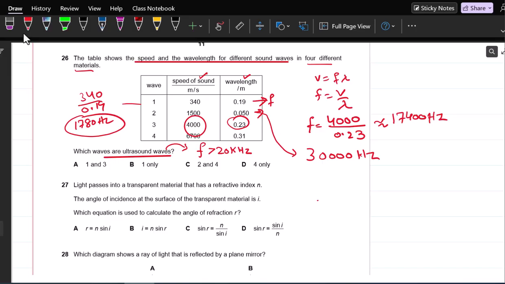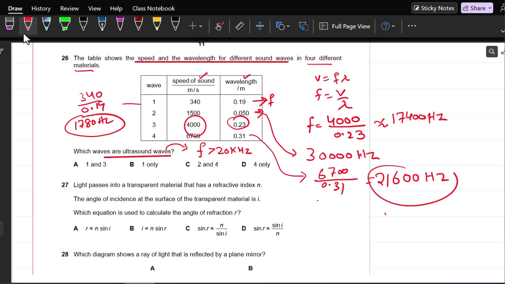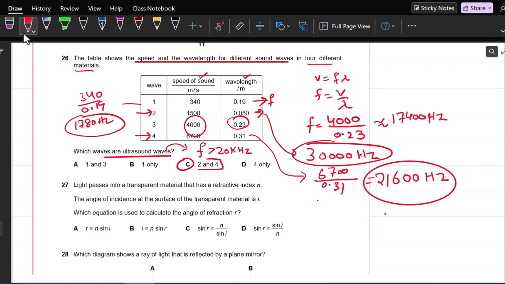So in the same way, you can calculate for this 6700. This is a much higher speed. The wavelength is 0.31. If you calculate this, it is 6700 divided by 0.31. So I am getting this 121,600 hertz. So this is also greater than 20 kilohertz. This frequency is also greater than 20 kilohertz. So option 2 and option 4. So according to this, 2 and 4, C is right. So again, I repeat that you have to use this formula and calculate for each option 1, 2, 3, 4.